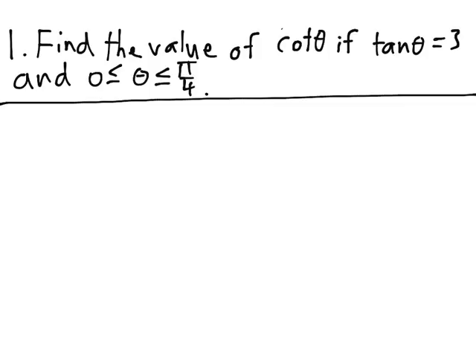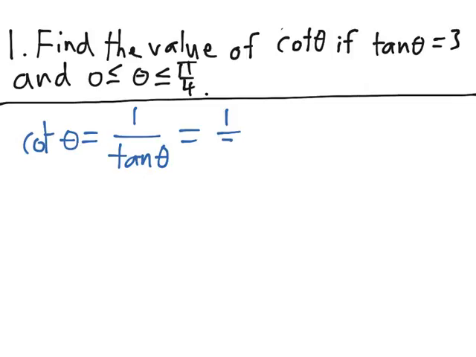To solve this, we can use the reciprocal identity, which tells us that cotangent of theta is equal to 1 over tangent of theta. And since we're given that tangent of theta is equal to 3, this is just equal to 1/3. And that's the answer.